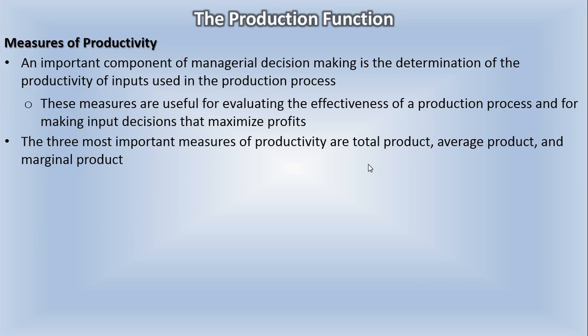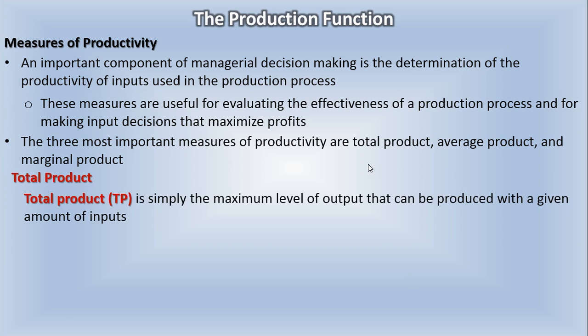So the three most important measures of productivity are total product, the total amount of output; average product, the average amount of output per unit of input; and the marginal product, the extra amount of output produced by employing one additional unit of your input.